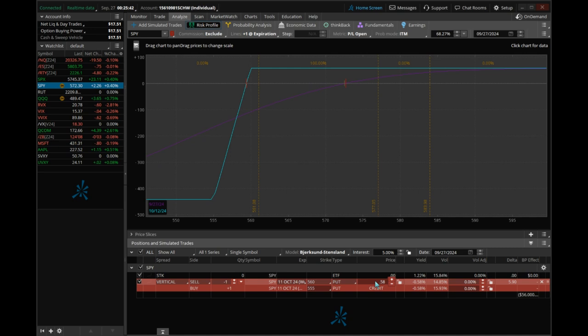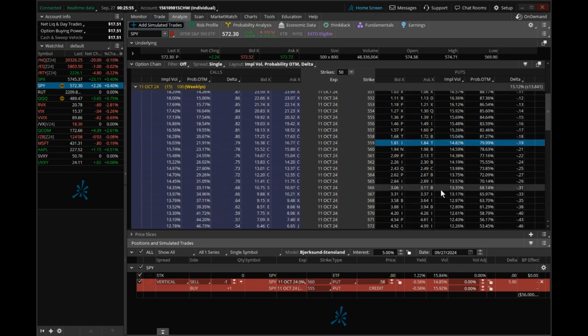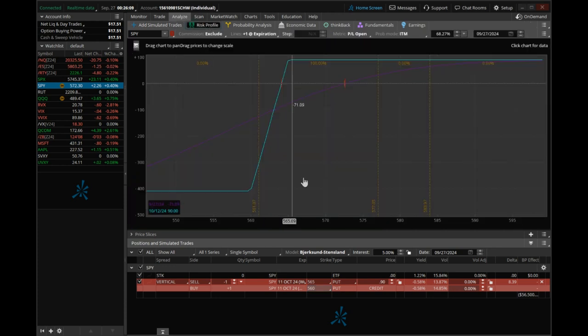What about an idea that's slightly different, where we say, you know what, too much to the downside. I don't need a 20 delta. I'm going to sell the 30 delta instead. So we're going to sell, let's say, the 565. Let's move this up $5 to the 560. And now we're collecting 90 cents of credit.